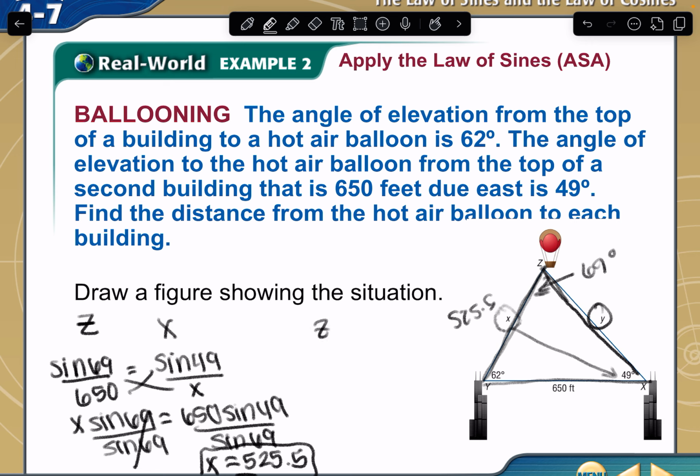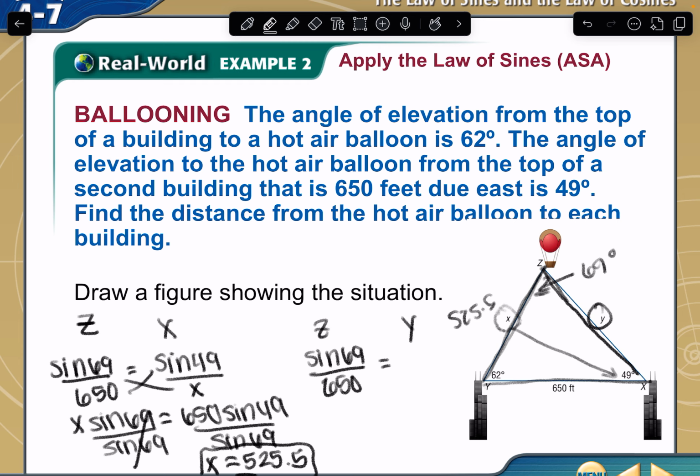So I'm going to do the same thing. I'm going to use Z again to set up. So sine 69 over 650. You can use sine X now that you know it. So you could use sine 49 over 525.5. Because it's a decimal, it might be off a couple places whenever you go to solve it. Again, I would always use the one that's given to you to start with.